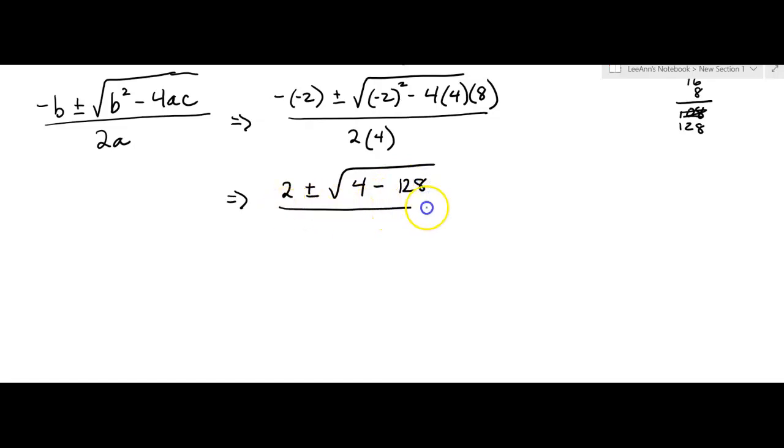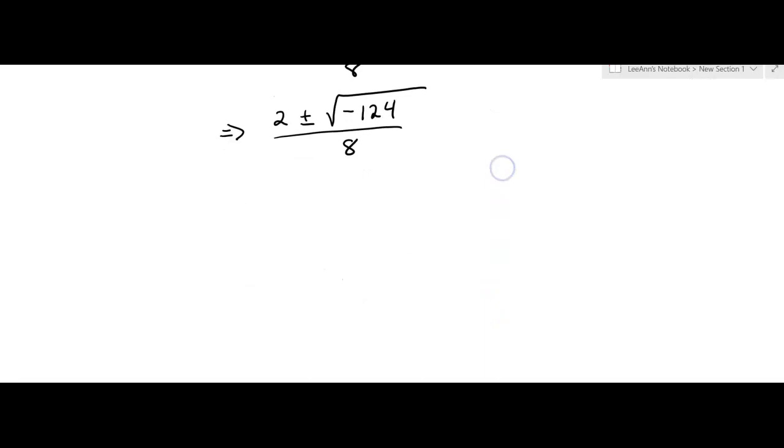128 over 8. Now, the big thing on this one is that minus sign right there. And it is a minus sign. So you can't make it an addition sign. It's a minus sign. 2 plus or minus the square root of, it's going to be -124 over 8. Okay? You have to make that a -124. All right, now that's going to mean 2 plus or minus the square root of 124i over 8.